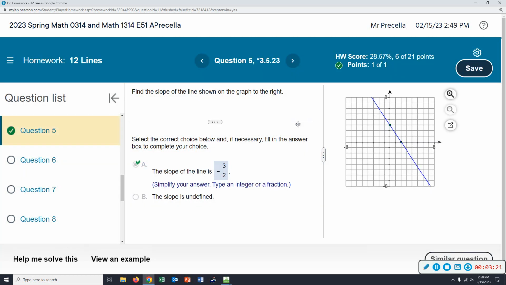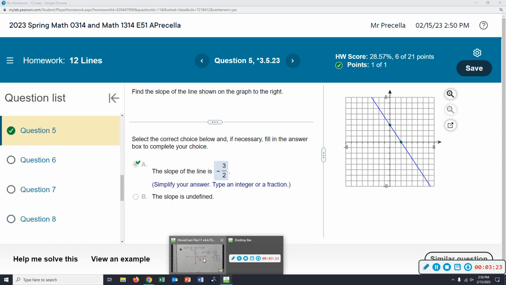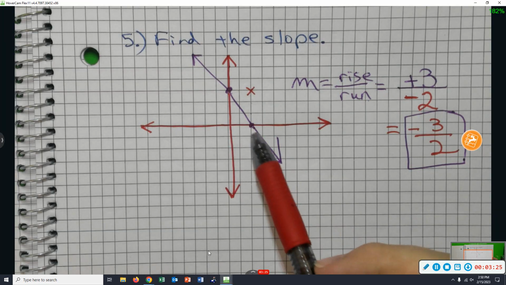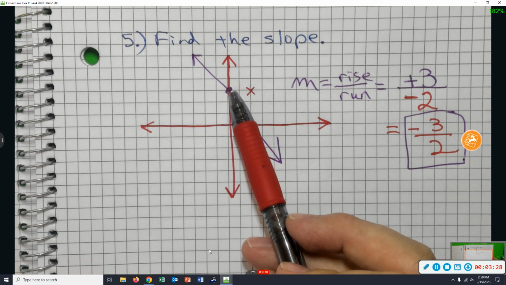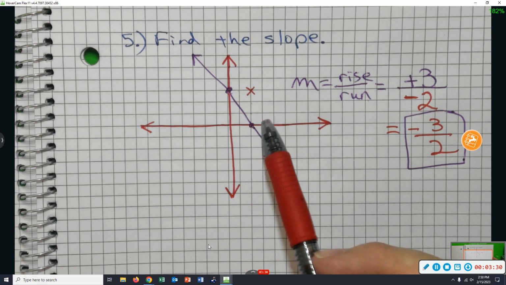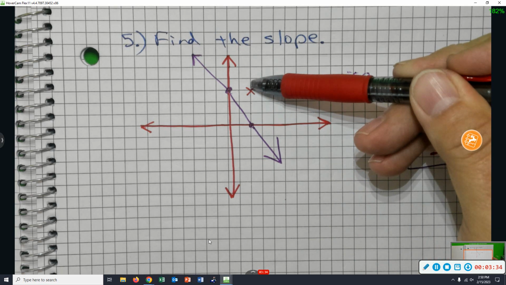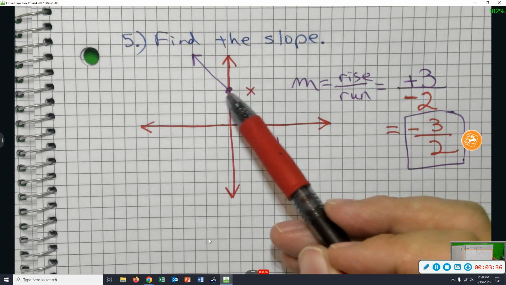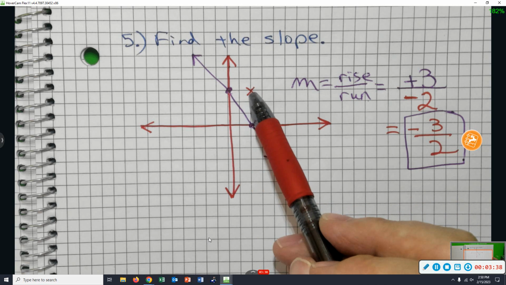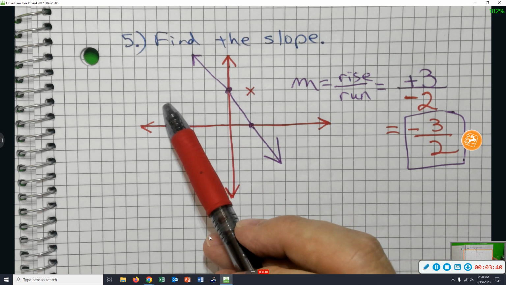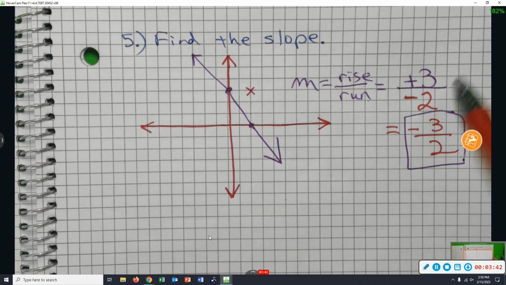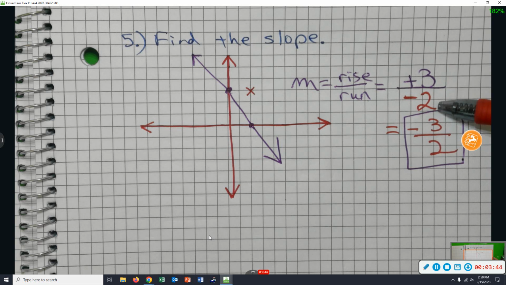Okay. Come back to my work. Once more. We could start at the top point. I just start at the bottom point. We had to go in the positive direction, so up 3 units to get on the same level as that second point. Then we moved towards the negative direction, 2 units. So we had a positive 3 over a negative 2.